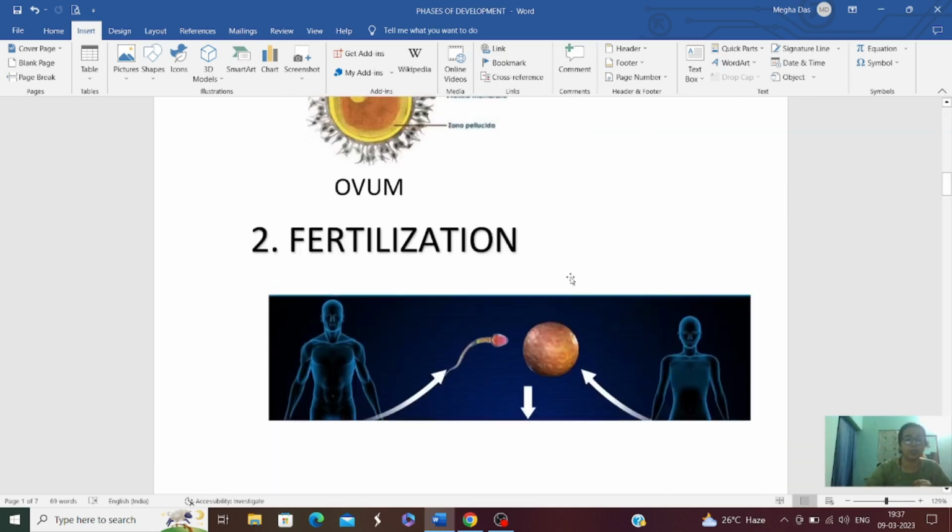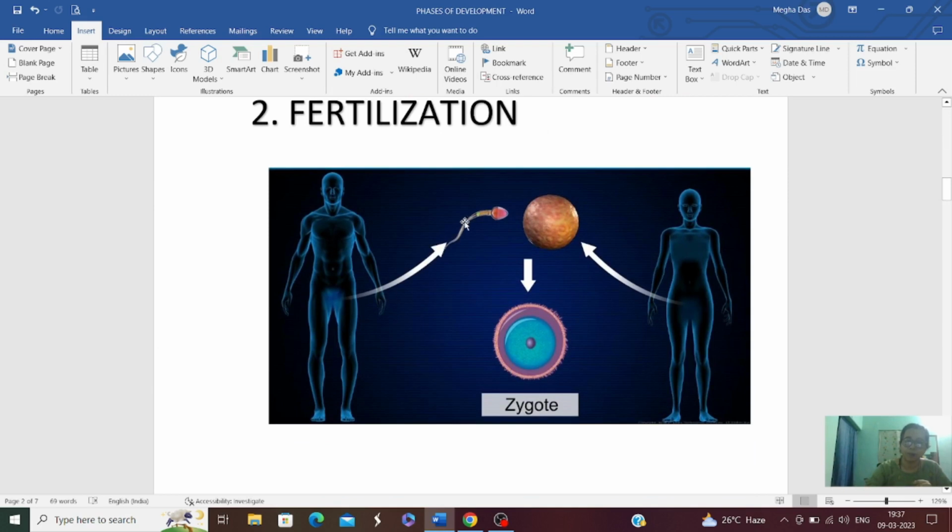Next step is the process of fertilization. That is, the sperm from the male and the ovum from the female fuse to form the zygote. How does this fertilization take place? It is a very interesting topic which we will be discussing in detail in an upcoming video. But for a gist, we can say that for the fertilization process, certain steps need to be taken care of. The first is capacitation. That is, the sperm needs to be ready or activated for the fertilization process.